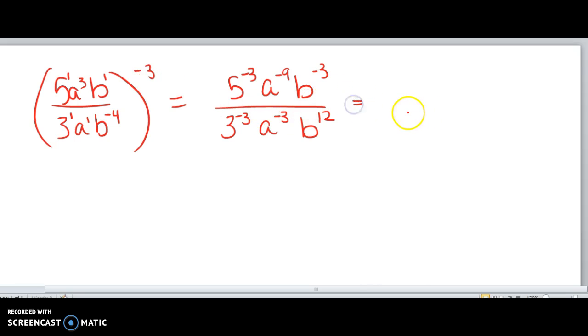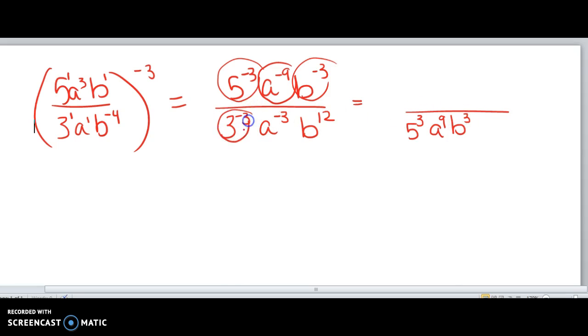Whenever you have negative exponents, they switch spots. So right here, 5 to the negative 3 becomes 5 cubed. It's on the top, it now goes to the bottom and becomes positive. A to the negative 9 goes to the bottom and becomes positive. B to the negative 3 goes to the bottom and becomes positive.